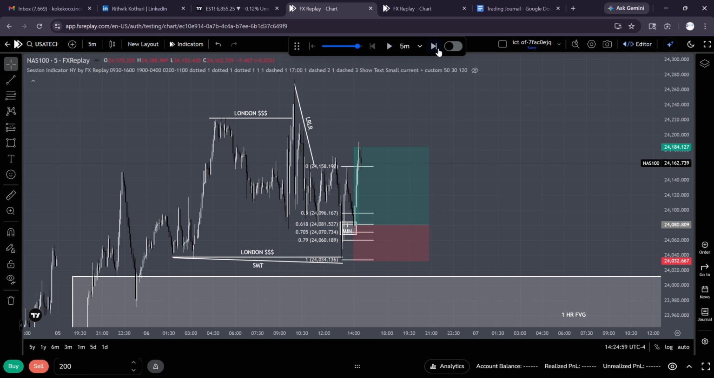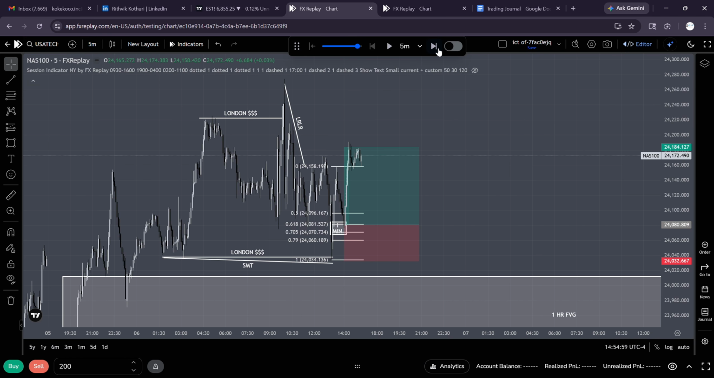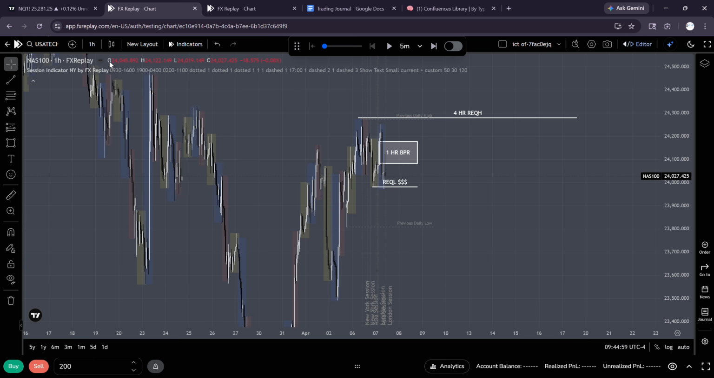But if we wanted to see the whole move play out, it honestly would have. But if we're targeting a 1 to 2 RR, that's literally our piece of the pie, and then we should be done for the day. So that's all of Monday.